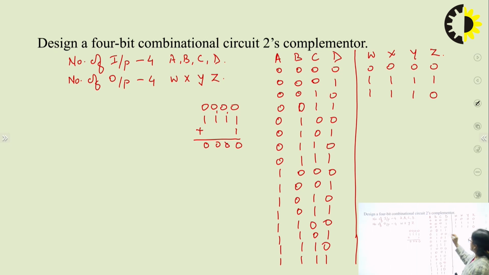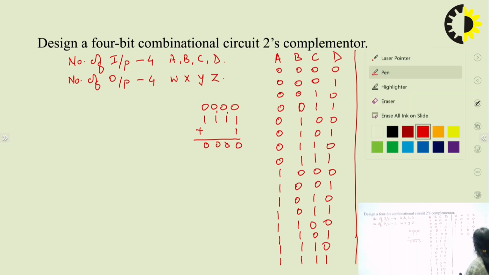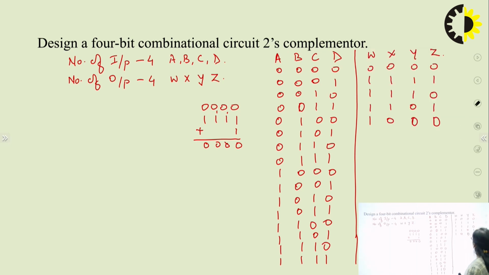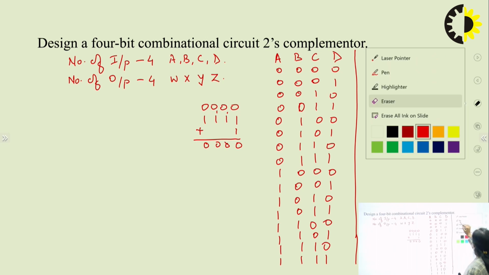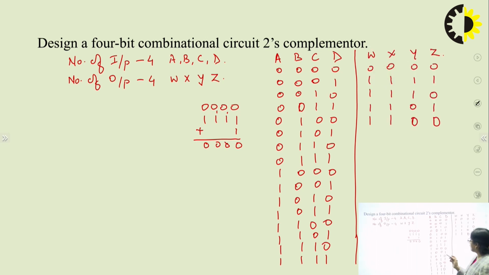For this case, we will have 1100, but we add 1 to it, so it becomes 1101. Here it becomes 1, 0, 1 and 1. When we add 1 to it, this becomes 0, this becomes 0, and this becomes 1. In this way, we will find the 2's complement for each of the outcomes.